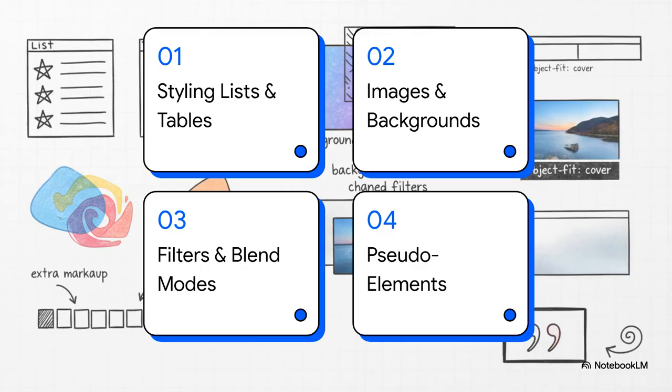Okay, so here's the game plan for this explainer. First, we're going to start with the absolute building blocks, lists and tables. Then we'll get a lot more visual working with images and backgrounds. After that, we're going to unlock some serious creative power with filters and blend modes. And finally, we'll explore the magic of what's called pseudo-elements.